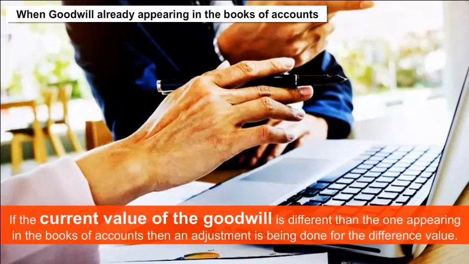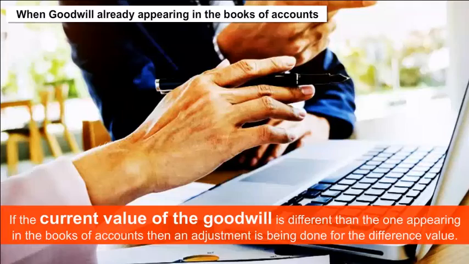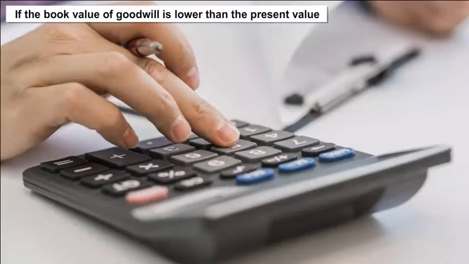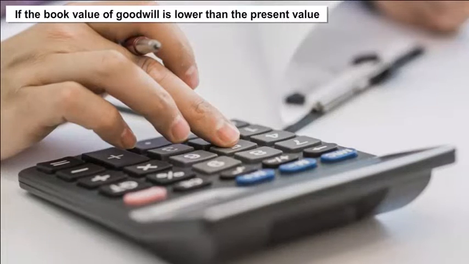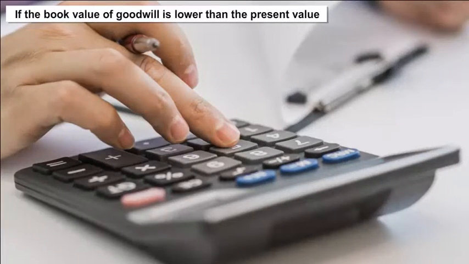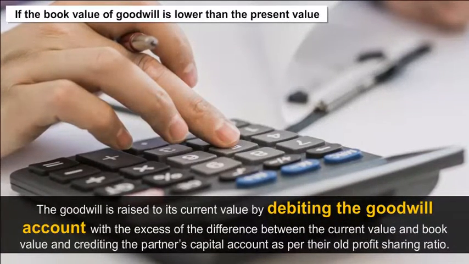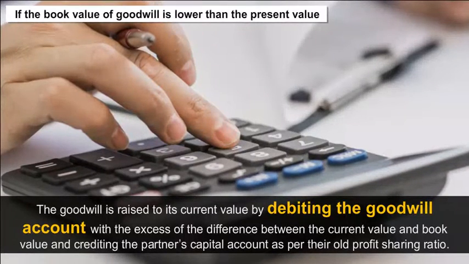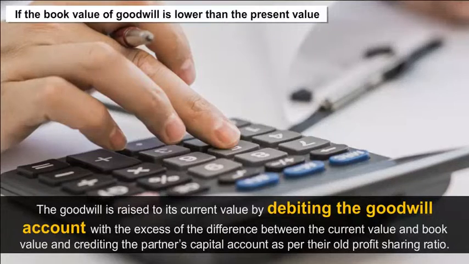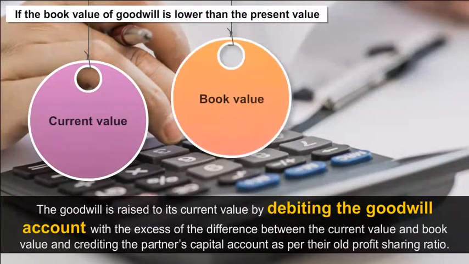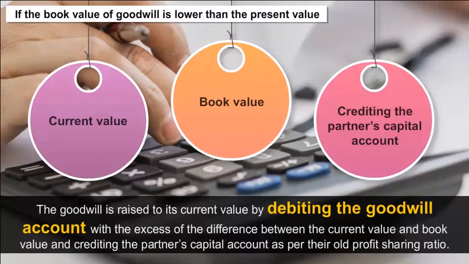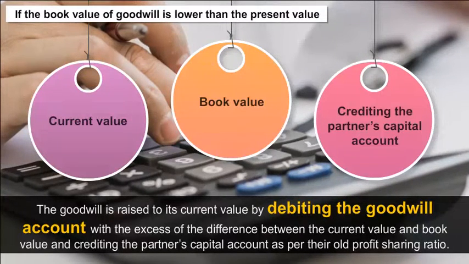In this, we can face 2 kinds of situations. 1. If the book value of goodwill is lower than the present value. In this situation, the goodwill is raised to its current value by debiting the goodwill account with the difference between the current value and book value, and crediting the partners' capital accounts as per their old profit sharing ratio.